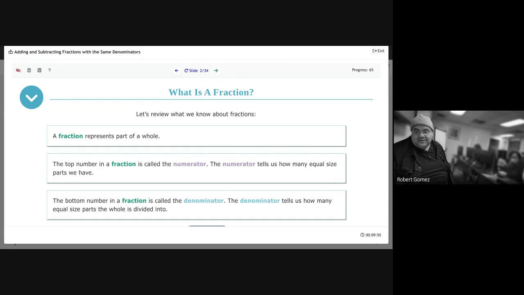So we've kind of described, any questions here? What is a fraction? I've kind of explained it in a couple of different ways. I explained it in a paper-based way. I've explained it in the way it works for money.